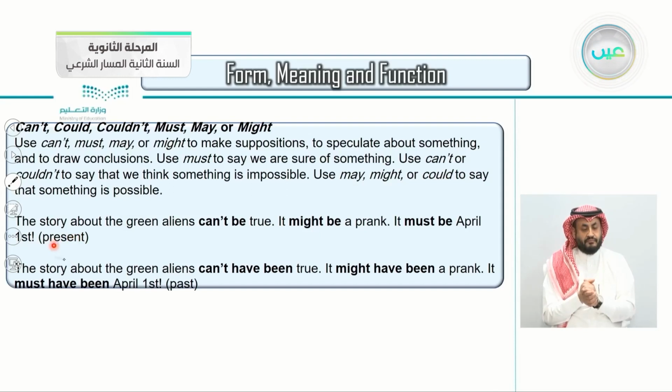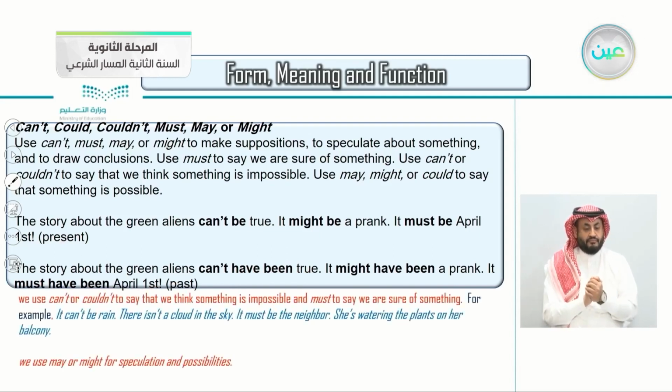And notice here the difference between the present and the past. When we say, the story about the green aliens can't be true, it might be a prank. We're not sure. It must be April 1st because, of course, of April Fools. So this is the present. When we turn into the past, what do we say? The story about the green aliens can't have been. Here we said can't be. Here we say can't have been true. It might have been a prank. It must have been April 1st. So this is the present, and this here is the past.